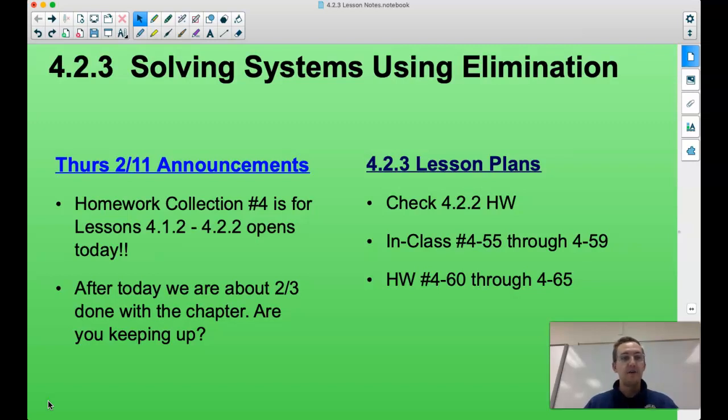Other than that, we're about 2/3 of the way done with chapter 4. We have one more week of lessons next week. Then we start chapter 5 the week after, and we've got our test that following week. So that's coming up pretty quick. I hope you are keeping up with all of our homework, all the quizzes, and the chapter 3B test.